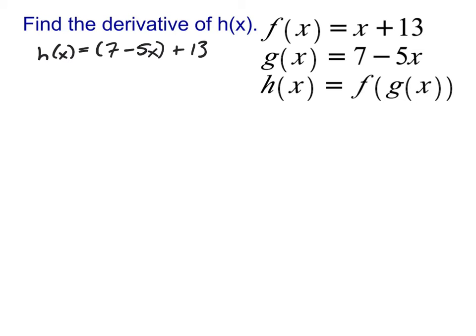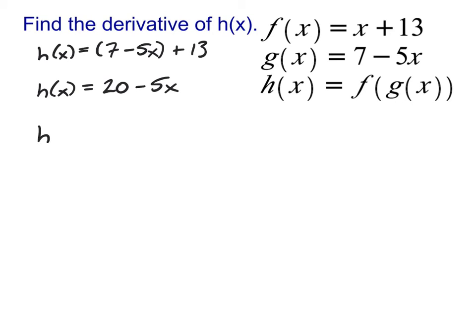All right, so first thing we want to do is we take whatever g of x equals and we plug that in for x in the other equation. And so that's what we have so far over here. And now I just want to clean it up before I worry about finding the derivative. Nothing too fancy to do here. I'm going to do the 7 plus the 13, which will give me 20, and then that's just minus 5x.